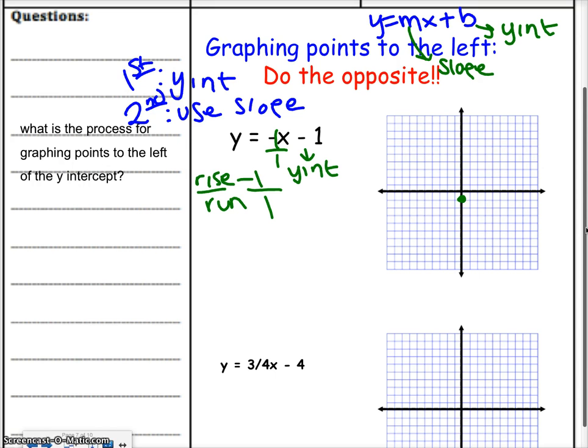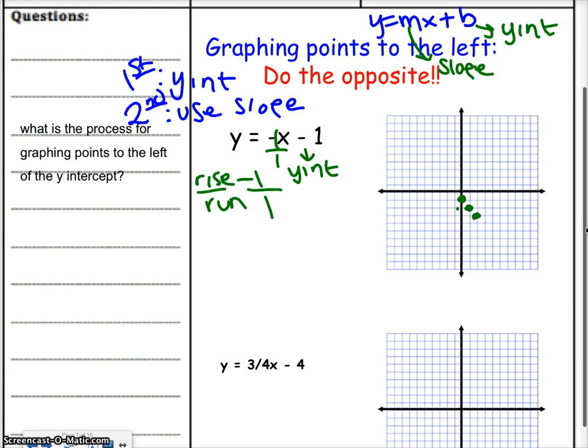And you don't have to show all this. Trust that I don't show all this when I'm doing my graphs. Some of you really appreciate being able to see what I'm doing. Okay? All right, so I'm going to rise down 1 over 1. Here I go. From the y-intercept. Down 1 over 1. Make a dot. Down 1 over 1. Make a dot.